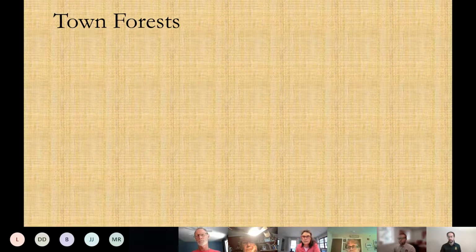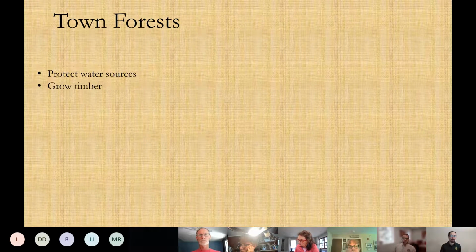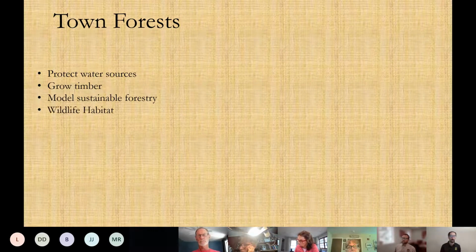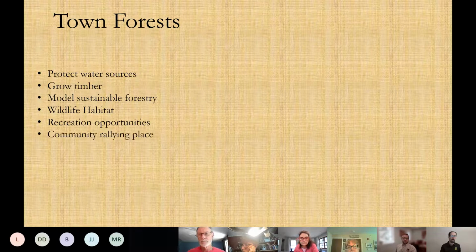Some of the reasons a town might decide to do a forest is they want to protect the water sources in their town, or they want to practice forestry and grow timber, maybe be a model for sustainable forestry, provide wildlife habitat, have access to those recreation opportunities, and have a community rallying place. A town forest could be an excellent place to hold events or concerts, potlucks, and things like that.